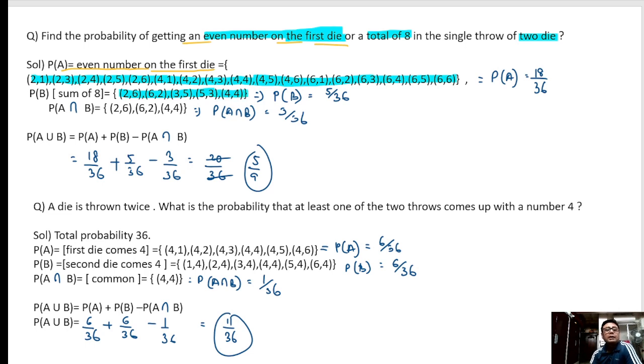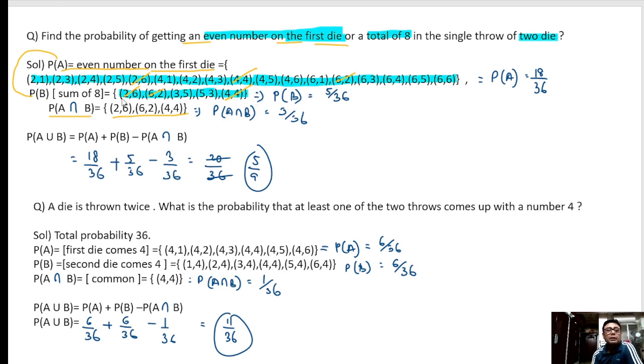Okay, so here what I can see is that between PA and PB there is something common coming. What are the common things? Here you see 2 6, 2 6, 6 2. Here is 6 2, 6 2. Then there is 4 4 and 4 4. These are the options which are coming common.